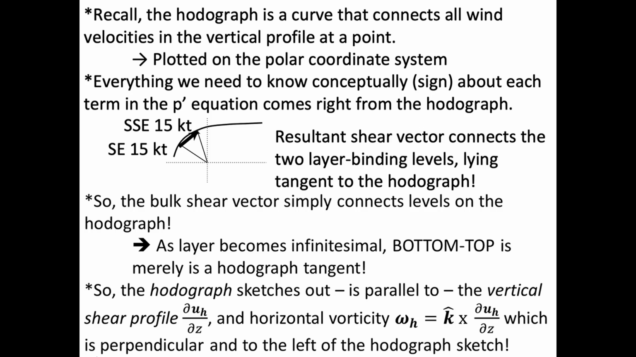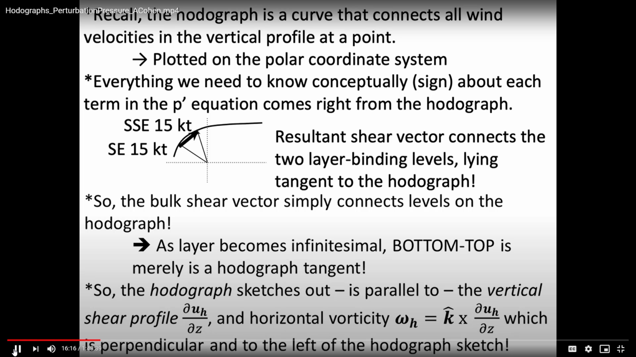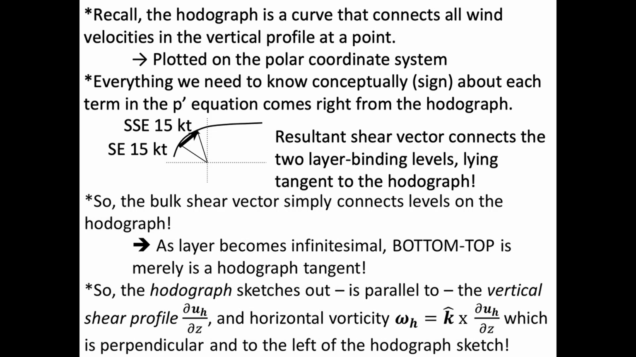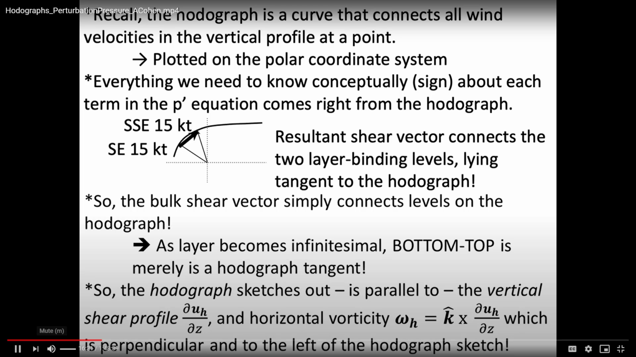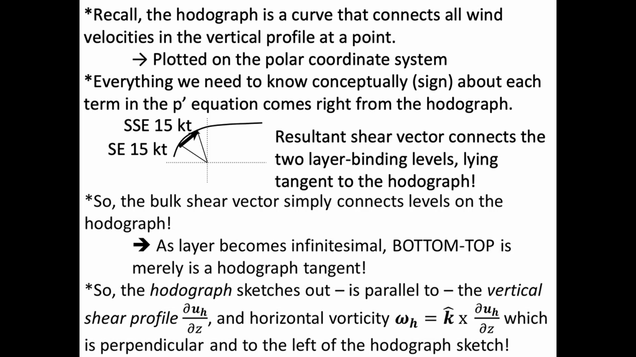Again, resultant shear vectors connect the points within layers, binding levels, the shear being tangent to the hodograph. So again, the bulk shear simply connects levels on the hodograph. And as the layers in vertical distance become infinitesimal, effectively that span from the bottom to the top becomes merely a hodograph tangent. The hodograph sketches out and is parallel to the vertical shear profile.